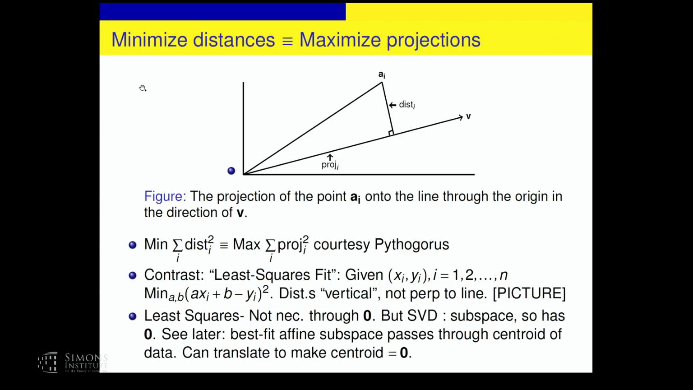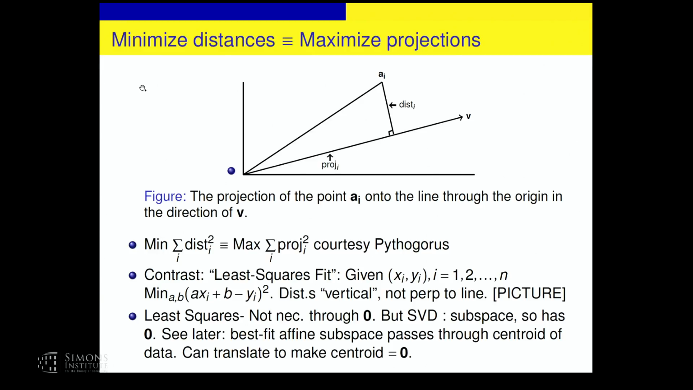Let me backtrack. Least squares fit in calculus doesn't have to pass through the origin, right? Depends on how the data lies. But in the SVD case, we required the subspace to pass through the origin. But that actually is no loss of generality. I'm not going to show you that later.